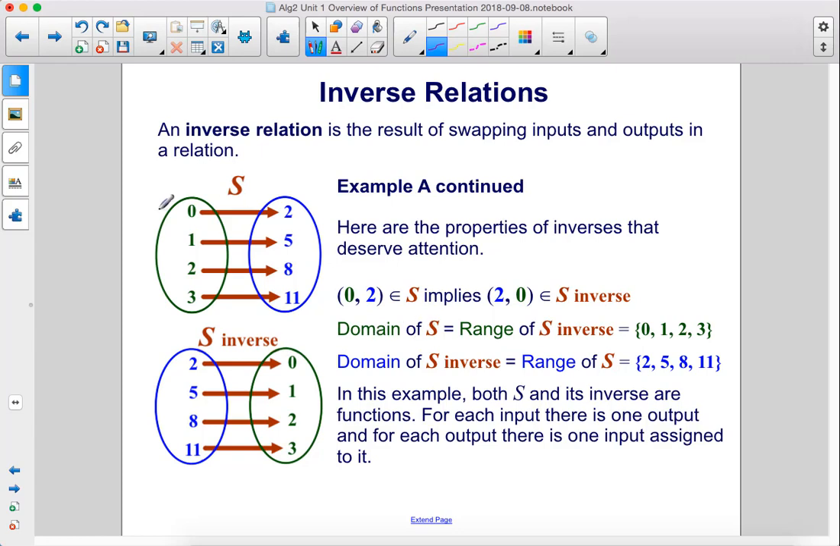The domain of S equals the range of S's inverse. So 0, 1, 2, and 3 are in the domain of S, and they are the range of S's inverse. The domain of S's inverse, 2, 5, 8, 11, equals the range of S. In this example, both S and its inverse are functions. For each input, there is one output, and for each output, there is one input assigned to it.